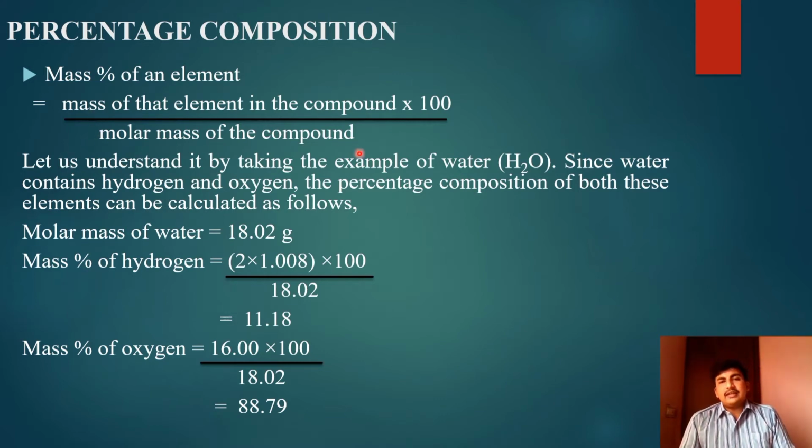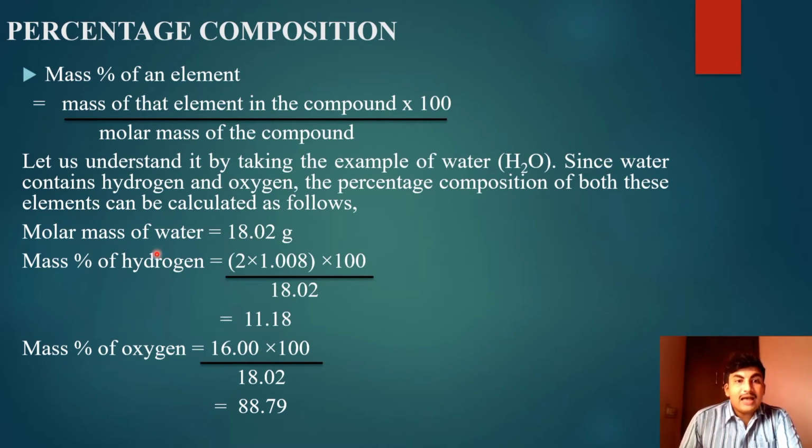See, let us take one example. One example makes it easy to understand. Since water contains hydrogen and oxygen, two hydrogen atoms and one oxygen atom combine to give us water. So what is the percentage of both these elements? That one we have to calculate. First, before that, you should write the molar mass of water. Molar mass of water is 18.02 gram.